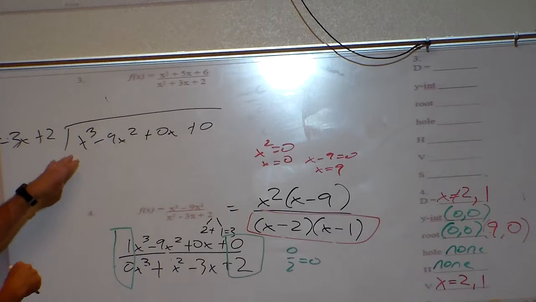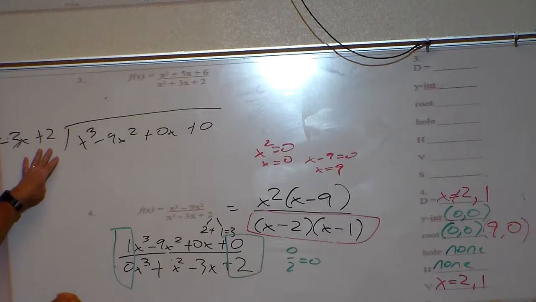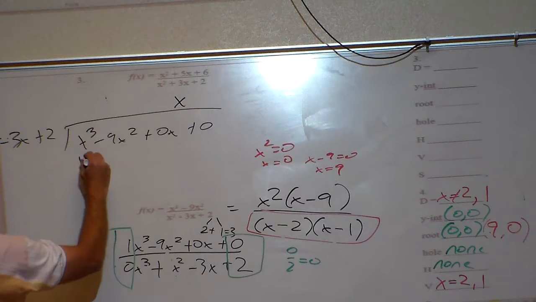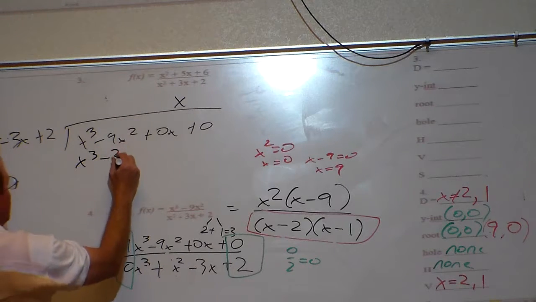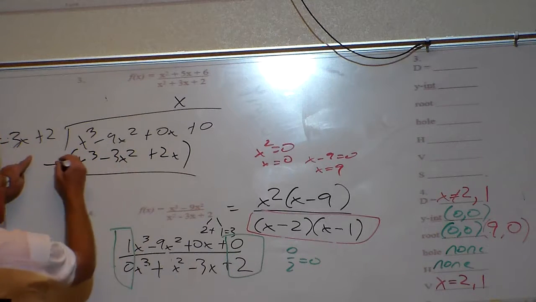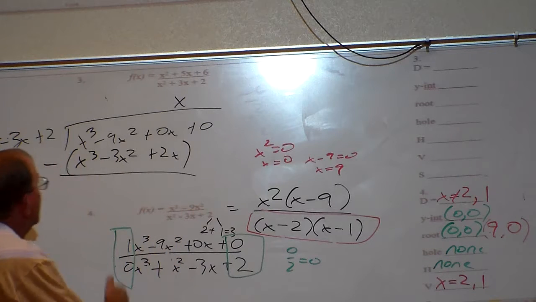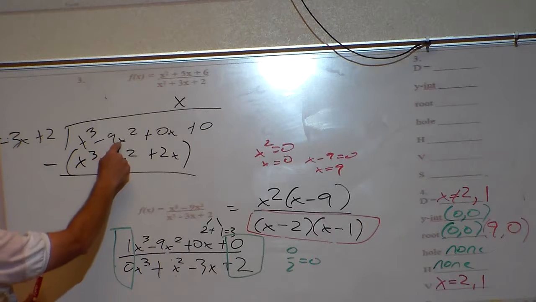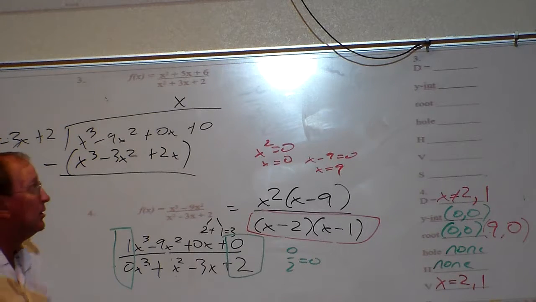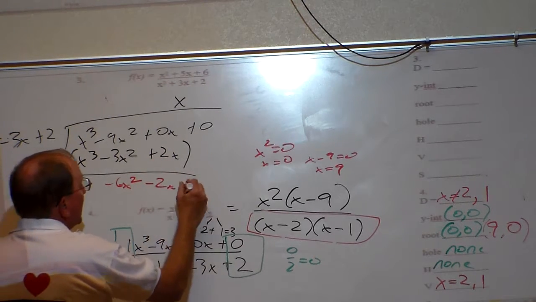To do the slant, if I take these 3 terms divided into here, what would I multiply by x squared to get an x cubed? X. So I take x times all that, which would be x cubed minus 3x squared plus 2x. And the mistake people make here is they forget to minus what? All 3 of these. So these should cancel out. -9 minus -3 is like -9 plus 3, which makes negative what? 6x squared minus 2x plus 0.